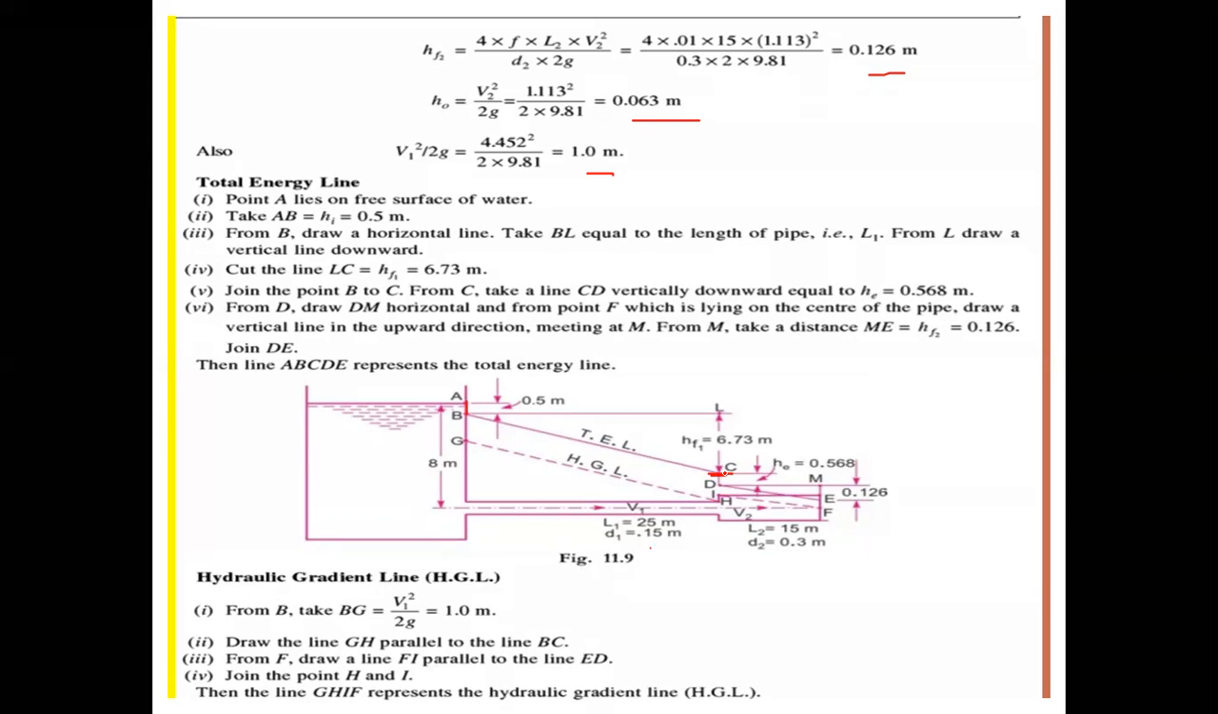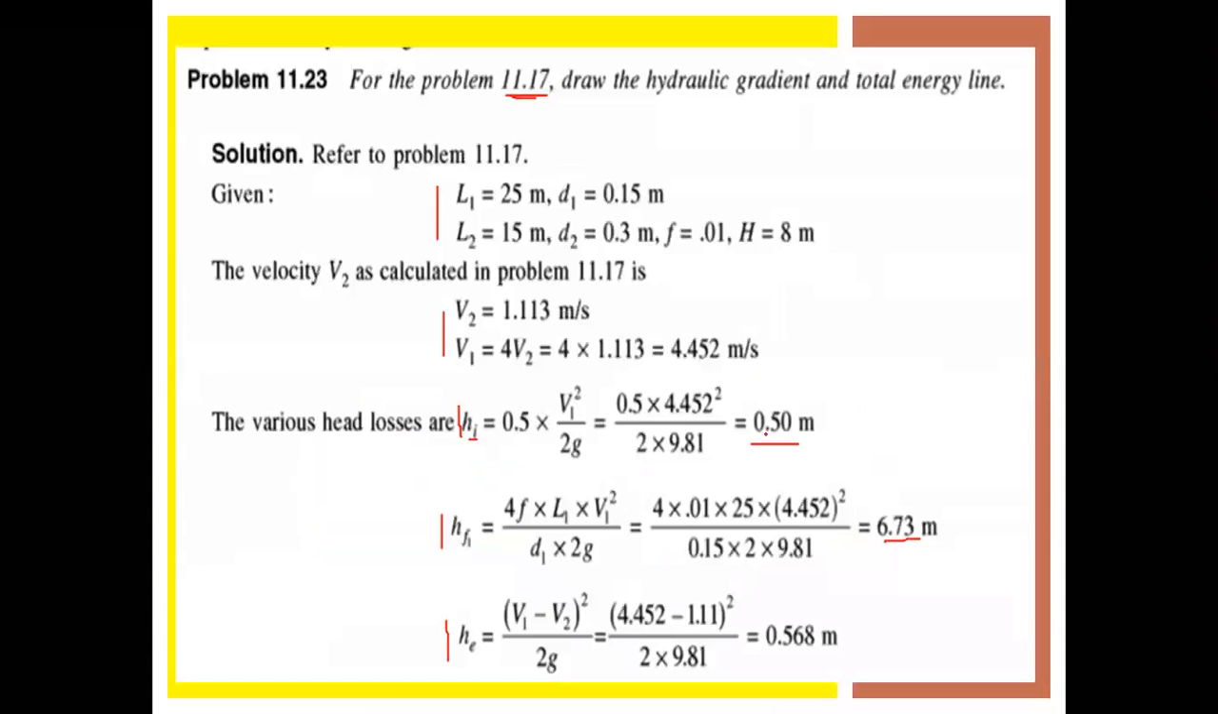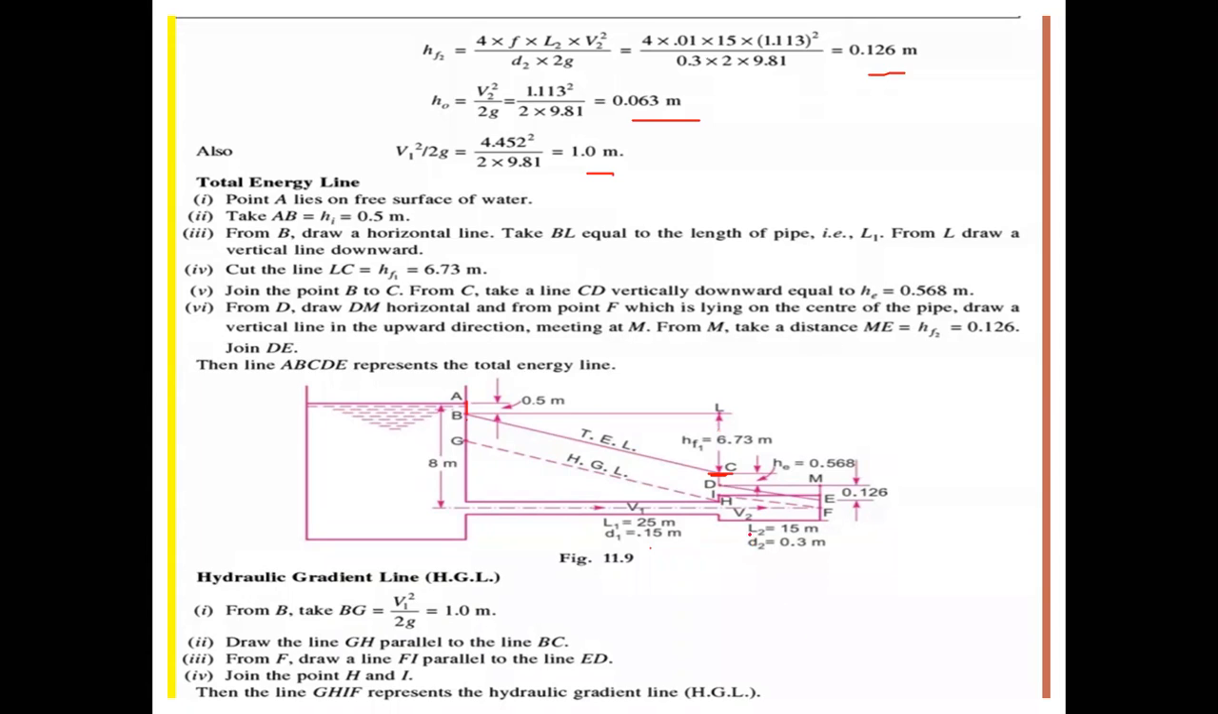Join B to C. From here, where C has come, make a line from here to here. Make a line B to C. From C, take a line CD vertically downwards, equal to HE, that is 0.568. What is HE here? HE exit. What did we take for HE entrance? 0.568. So take HE downward, and show this small gap as equal to 0.568.